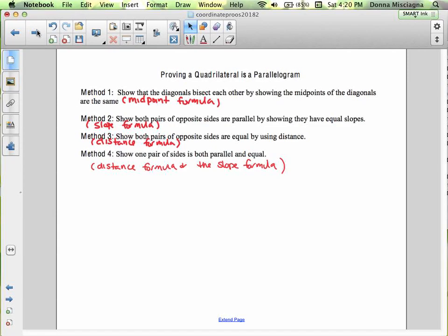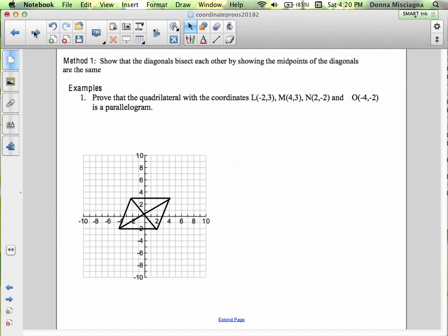Method 2, show both pairs of opposite sides are parallel by showing they have equal slopes. We'll use the slope formula. Method 3, show both pairs of opposite sides are equal by using the distance formula. And then method 4, show one pair of opposite sides is both parallel and equal. You'll use the distance formula and the slope formula. Notice we don't work with angles because it's really impossible to prove anything about angles other than right angles on the coordinate plane. And here's our proof.